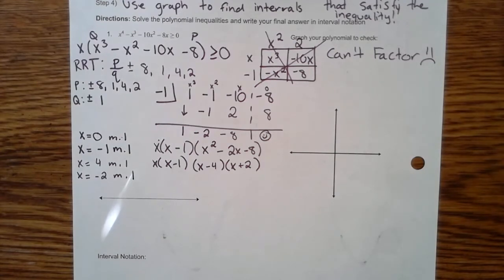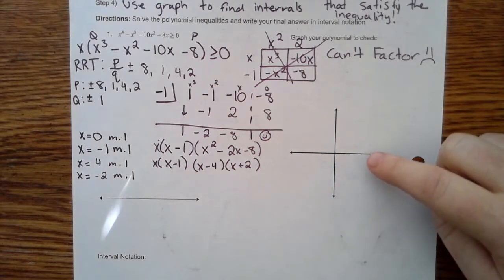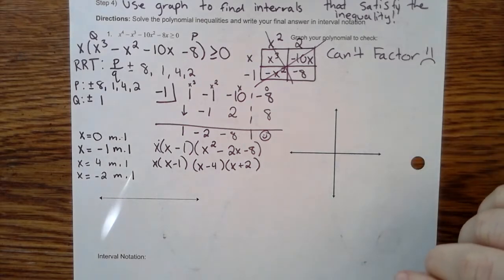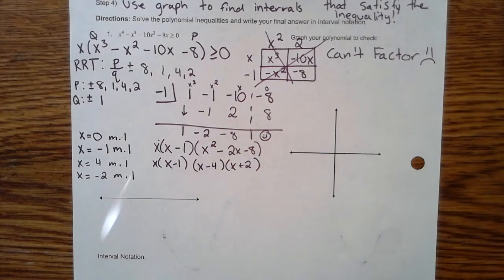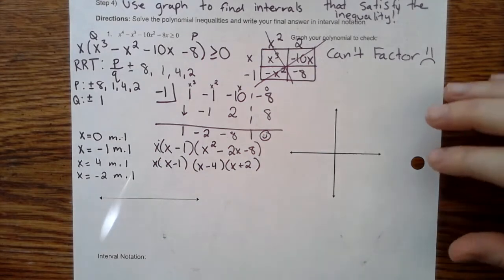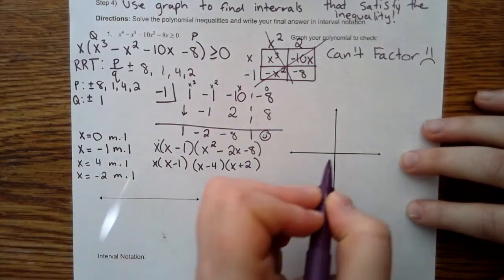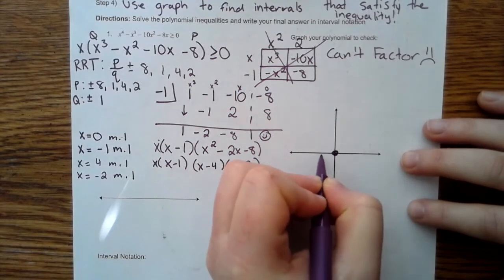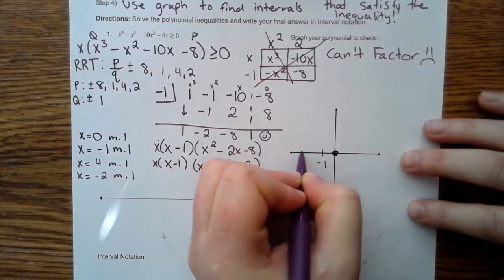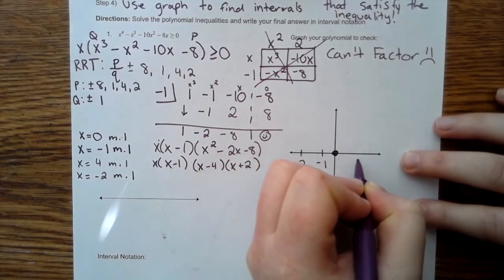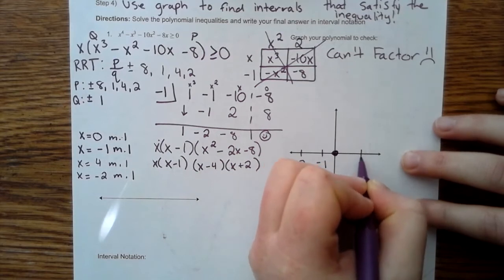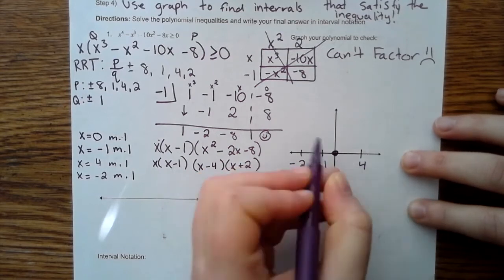So I'm going to graph this now, and then we're going to figure out where it's above 0. Just like we did on the front, I'm going to plot my intercepts. So 0, 0, negative 1, negative 2, and 4. So I have 1, 2, 3, 4, so we're good.